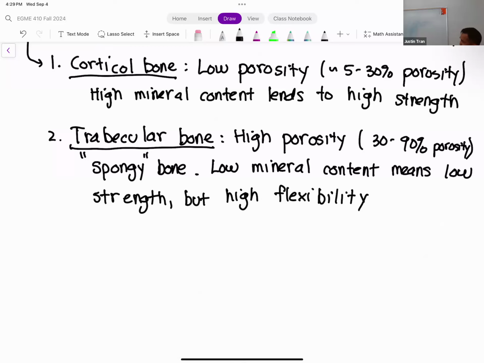Right. So these are the two types, or at least the way that we can classify bones based on porosity. Okay. And so you might be asking, what bones are typically cortical bones and what bones are typically trabecular bones? This distinction is not really a characteristic of individual bones in the body, because it turns out that most bones actually have certain sections that are cortical and certain sections that are trabecular.